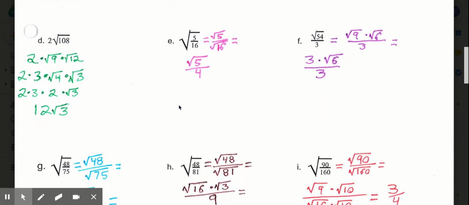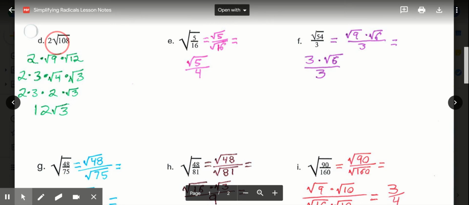In D, now we have inside the radical 108. So again, you want to try to think of a perfect square that can be divided out. In this case, it would be 9 and 12. 12 is not a perfect square, but 9 is.